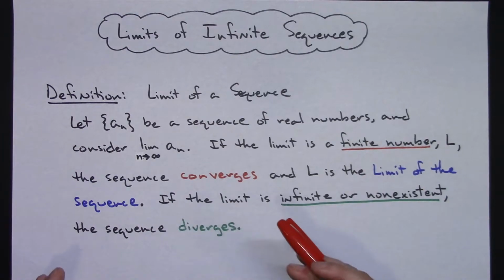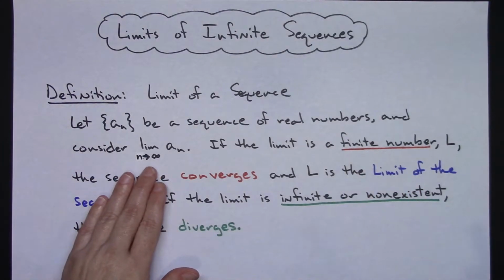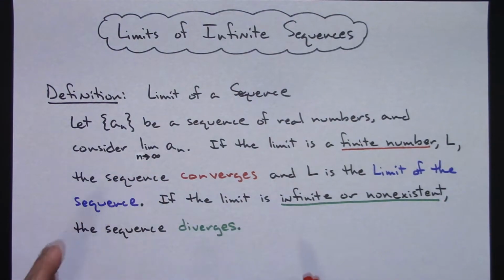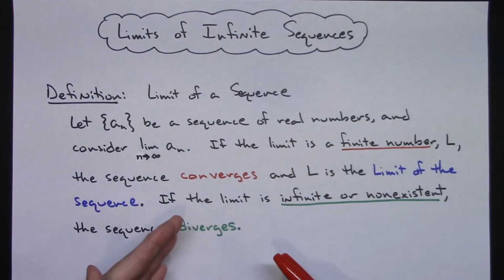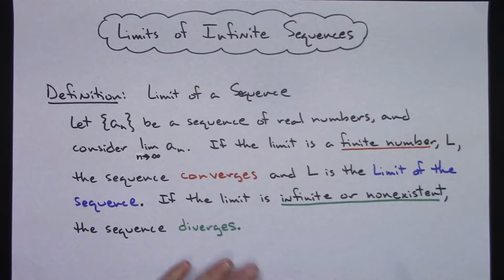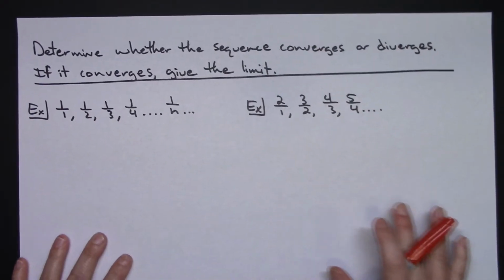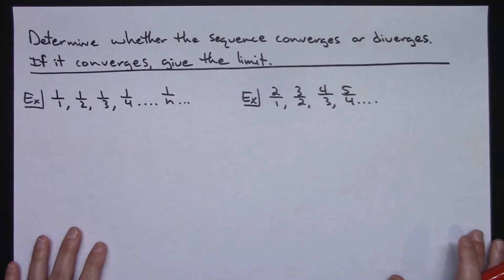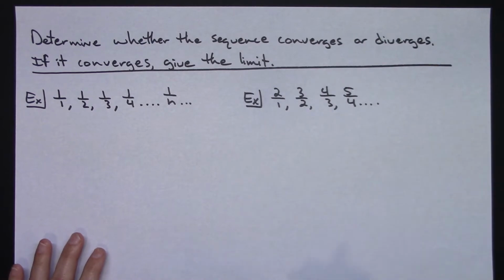Alright, so from taking a look at this limit as n approaches infinity of that nth term, we're going to be able to determine whether the sequence converges or diverges, and if it converges, we're going to be able to find the limit. So, for a couple of examples here. Let's say our directions say determine whether the sequence converges or diverges. If it converges, give the limit.